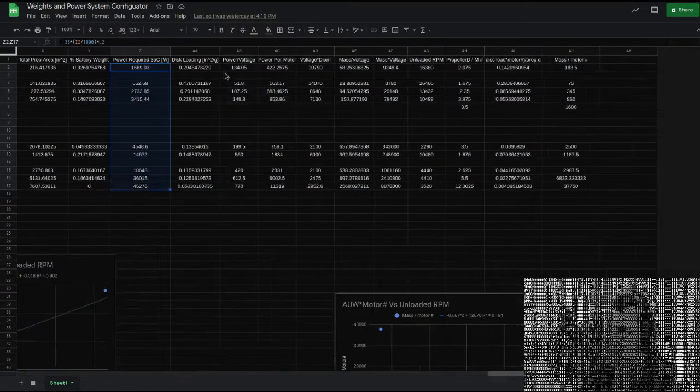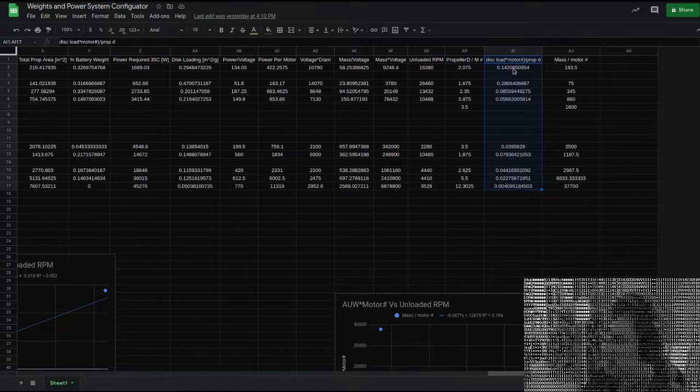And of course, disk loading, and here's a bunch of other variables that I was messing around with and couldn't find any correlations with, except for this one: disk loading times motor number divided by propeller number, which I found was correlated with the KV. And if it sounds random, the correlation would argue against that.